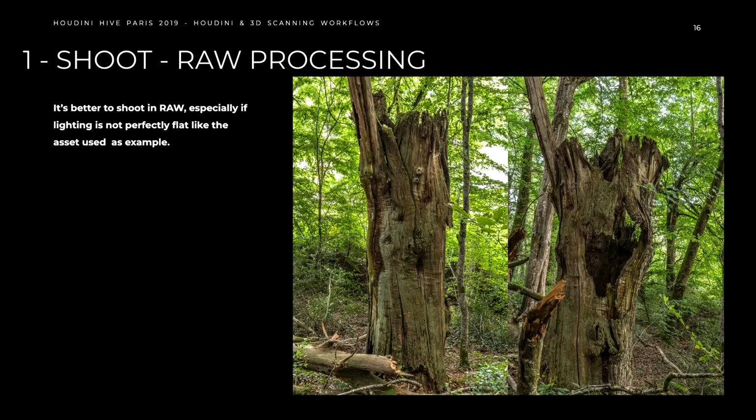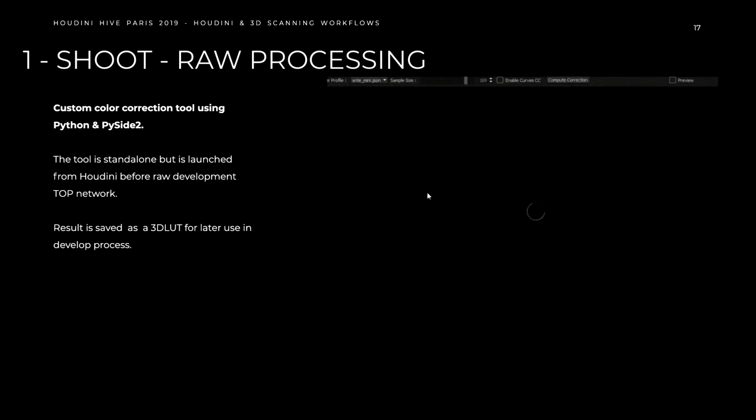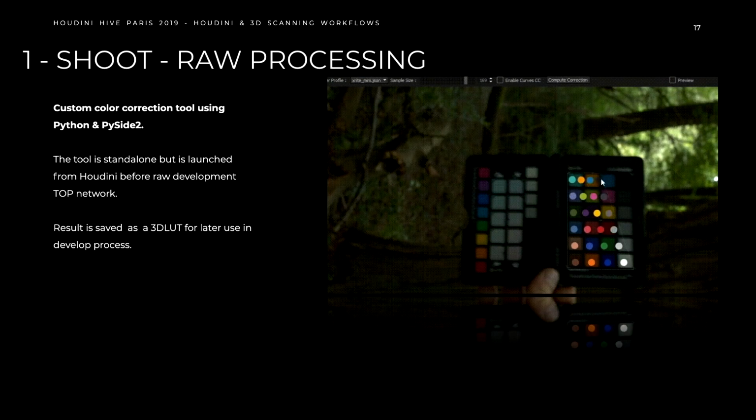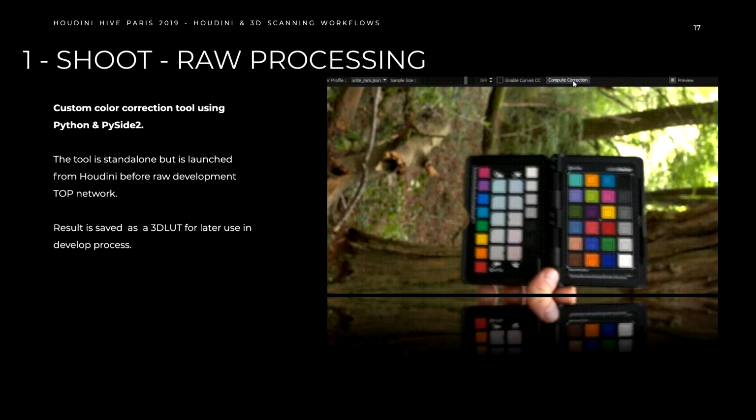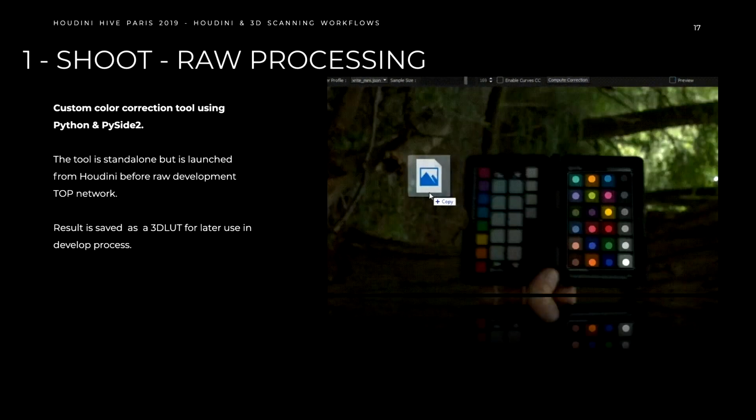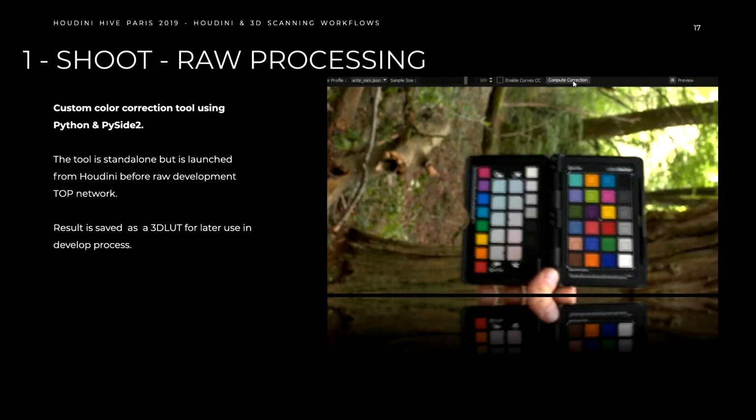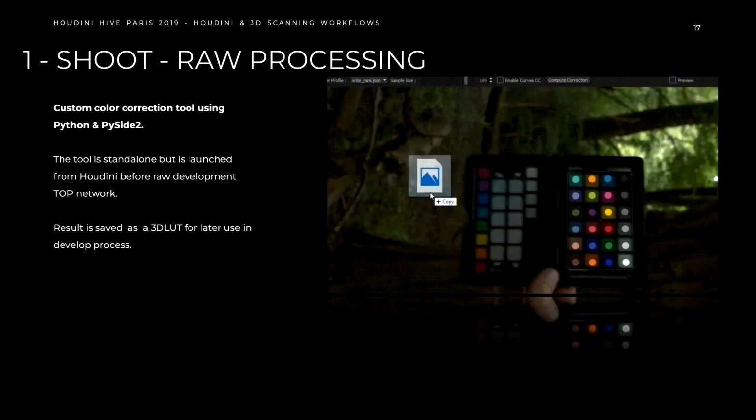But yeah, it's better to shoot in RAW, and so the first step will be to develop the RAW files, to convert them into 16 or 8-bit TIFF for the processing. And for that, I use Houdini. So this is a tool I built using PySide and Python. It runs NumPy for the math under the hood. And you can drag and drop a RAW file with a color checker. It automatically detects the checker, but you can place it by hand if needed. And then it computes a 3D LUT out of that, which will be used for the development process.